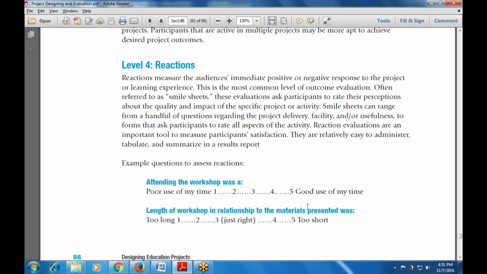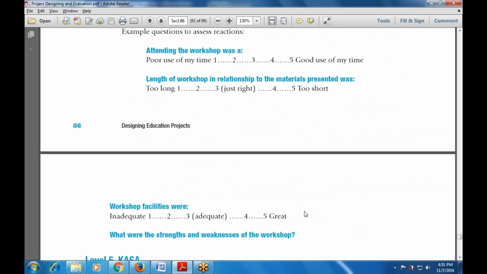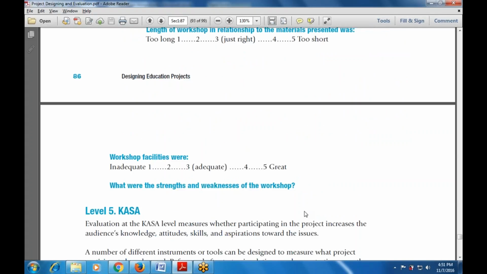Then what are the various example questions to assess the reactions? First, attending the workshop was a poor use of my time, rated 1, 2, 3, 4, 5. Then the length of the workshop in relation to the material presented, also rated 1, 2, 3, 4, 5. Then workshop facilities were inadequate to great, 1 to 5.